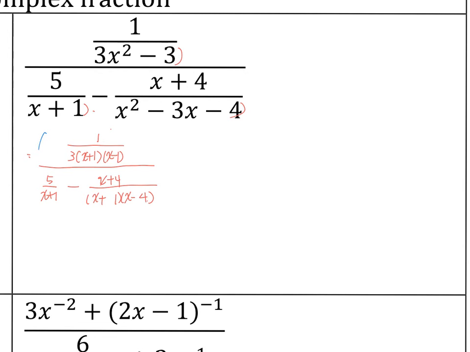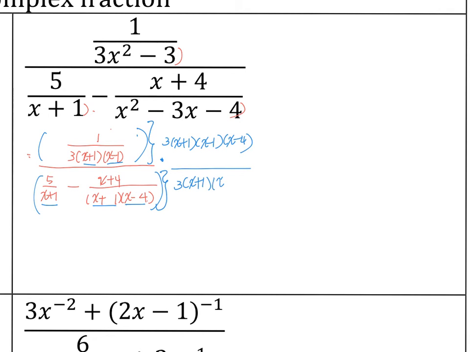And then I'm going to use the LCD method. So I'm going to multiply the numerator by 3 times x plus 1. We want every single factor. There's already a repeat, so just ignore it. Repeat, ignore it, and then x minus 4. And we'll do the same thing for the big denominator. And now we're ready to simplify.